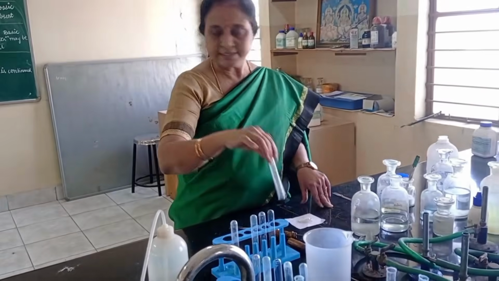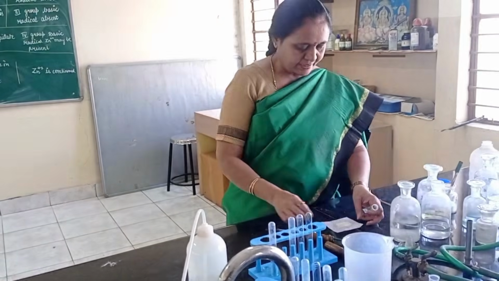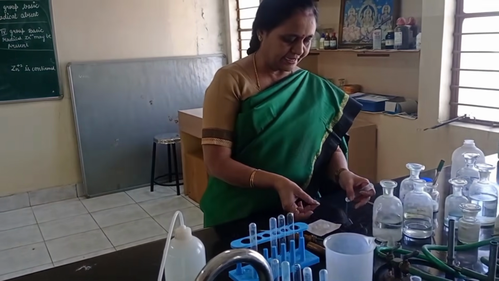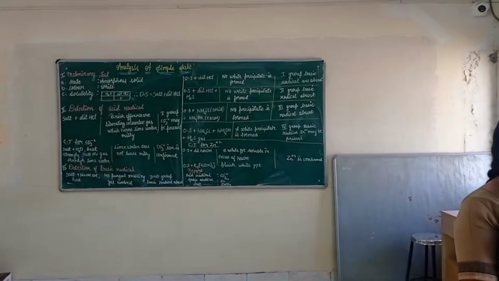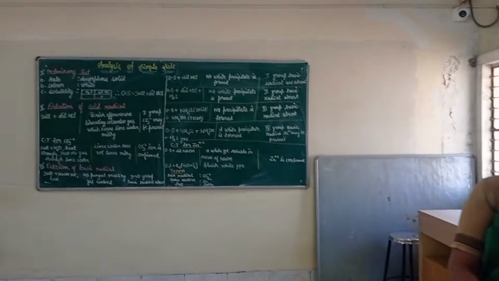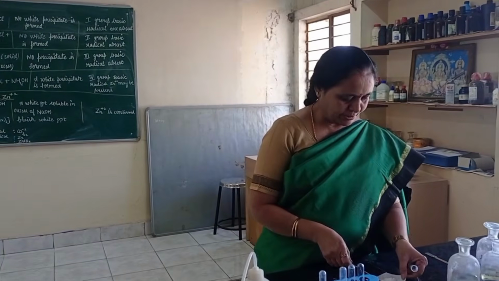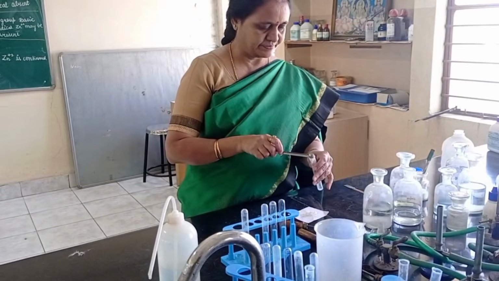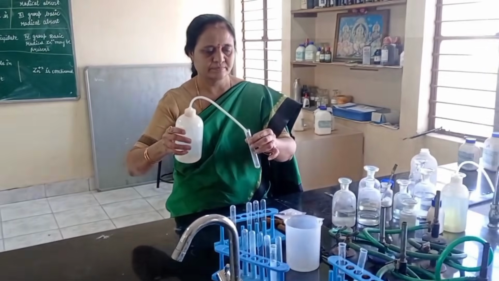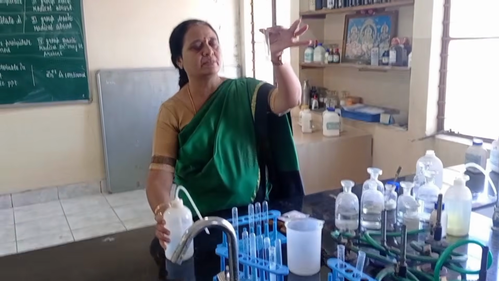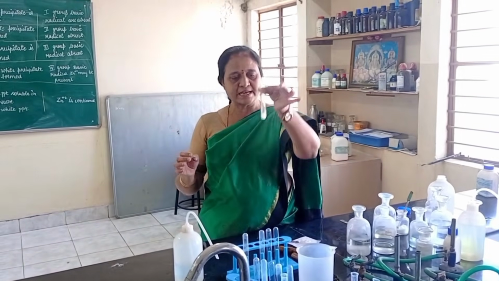In preliminary test, first I will check state. See here, state. State is amorphous. Color is white. Then I will check solubility. Now I am doing solubility test. Salt plus water. The salt is insoluble.